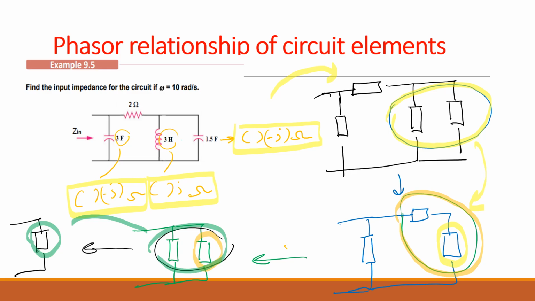Here the omega is given. So you can use that, omega is 10. L is given. L is this. So for example, if you want to do this, let's do one.